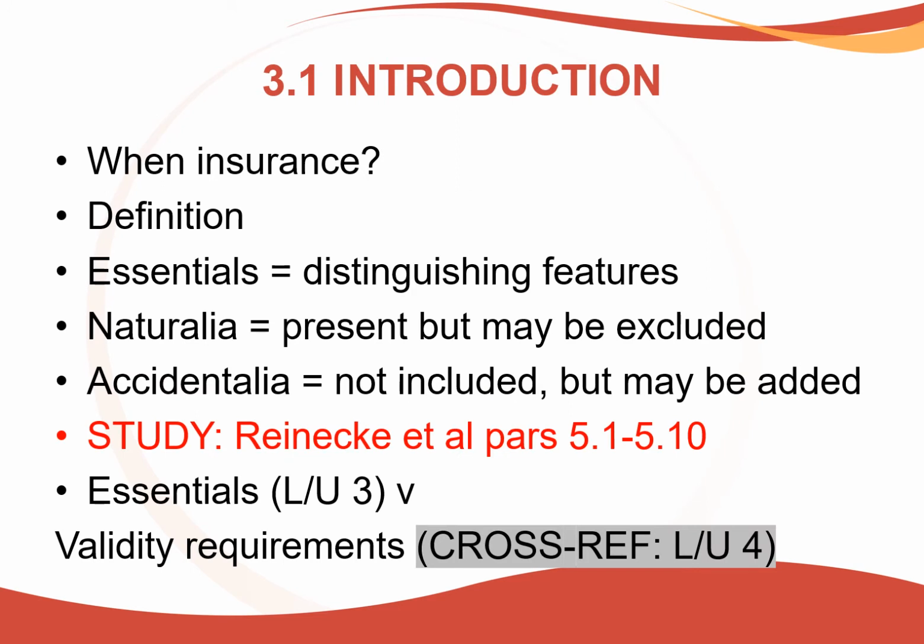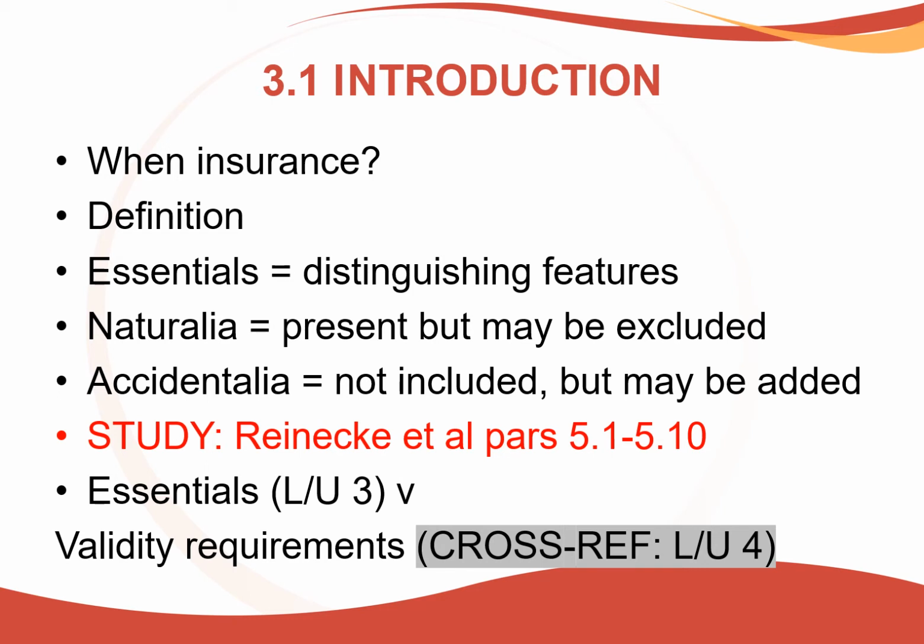In one of the earlier learning units, we looked at the economic definition of insurance, but today we are going to look at the legal definition. Insurance exists if all the essentials are present. Essentials are the distinguishing features which make a contract of insurance. Naturalia are those that are present but may be excluded. And then accidentalia is not included but they may be added.